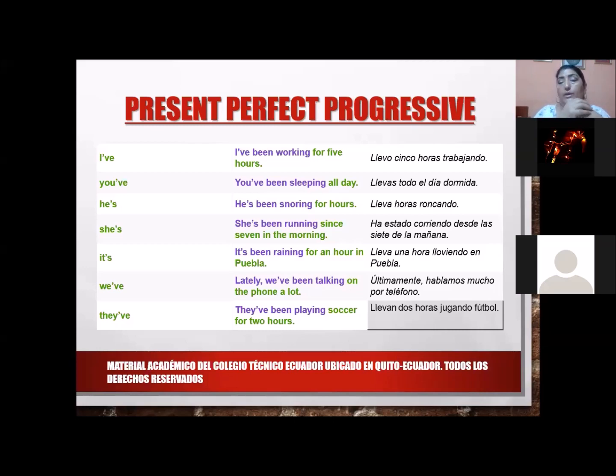And continue with we have. Let's see one sentence with third persons. He's been snoring for hours. For hours. Okay? She's been running since.